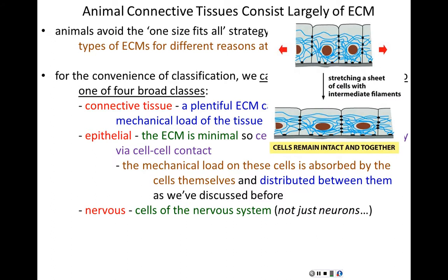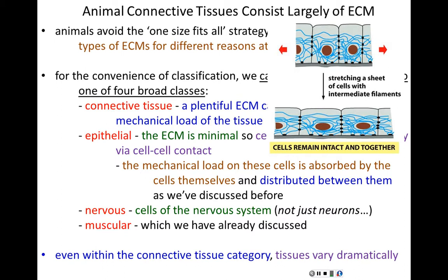Our third class of tissues in our bodies is nervous tissue, cells of the nervous system. That's not just neurons. There are other nervous cell types, such as glial cells, support cells in the nervous system, but we're not going to go down any of that road in this class. This isn't a neuronal class. And then the fourth type are muscular tissues, and we talked about those enough already. We talked about muscle contraction and sarcomeres, myofibrils, and all of that, so we'll leave muscle cells out of this lecture as well today. So let's talk about connective tissues first.